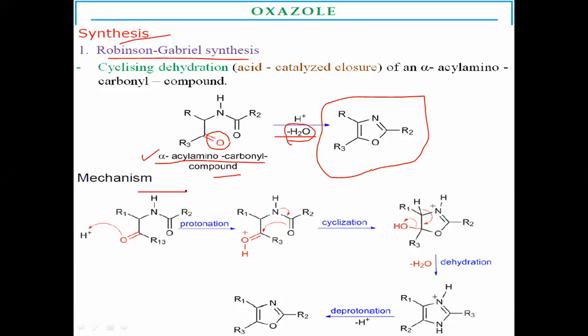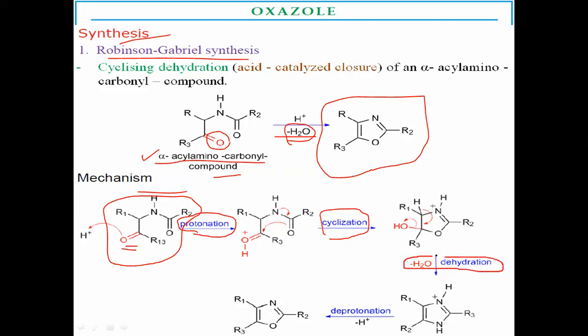The mechanism of this Robinson-Gabriel synthesis: first this alpha acyl amino carbonyl compound undergoes protonation, addition of a proton on one of the carbonyl oxygens, followed by cyclization. During cyclization, dehydration is carried out in the next step, and after dehydration, deprotonation occurs to form the final substituted product of oxazole. This way, you can prepare oxazoles.